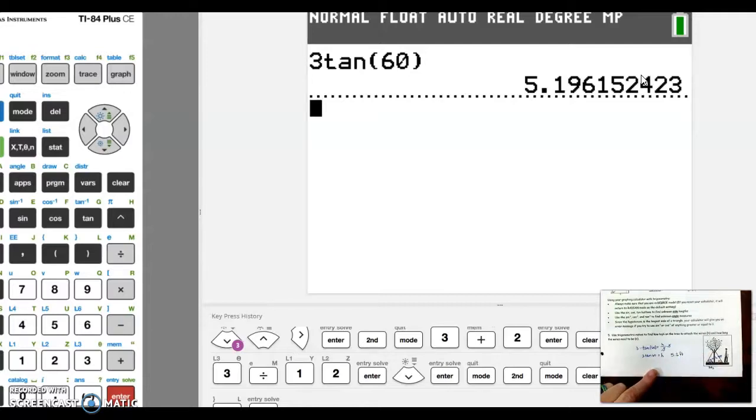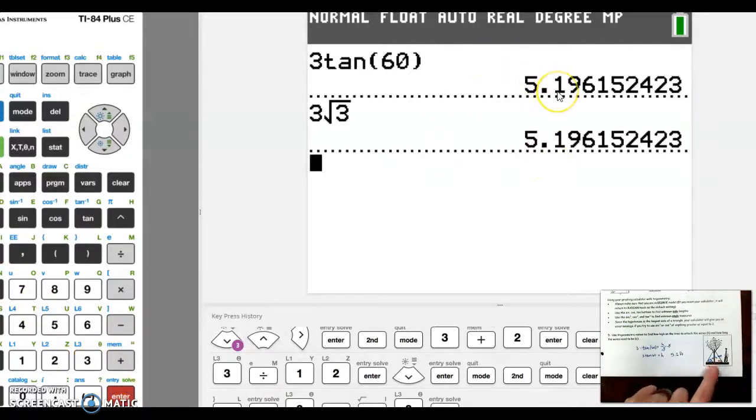Now when we did special right triangles, we said this was 3 square roots of 3 because we multiply the short leg times the square root of 3. But if we put in 3 square roots of 3, you will see that that's the same exact decimal as the one we got with trig.